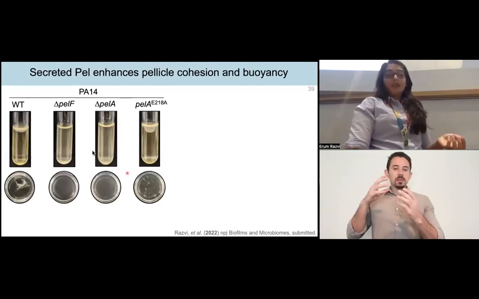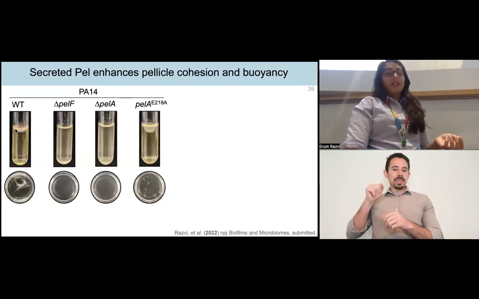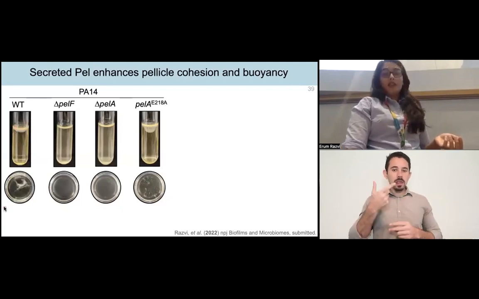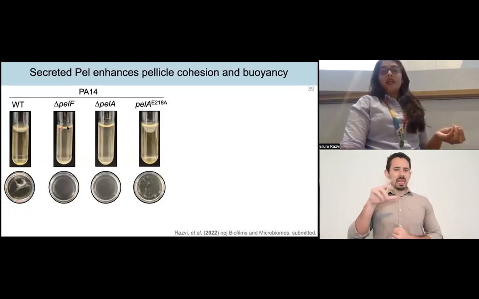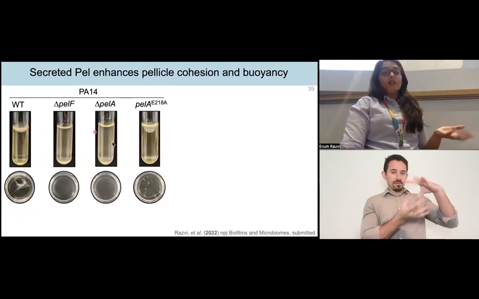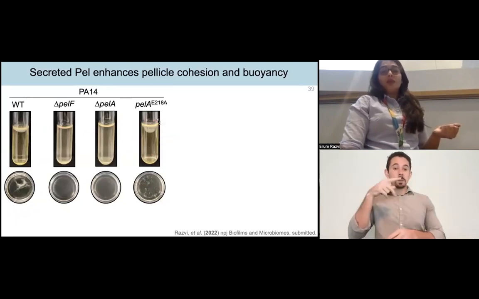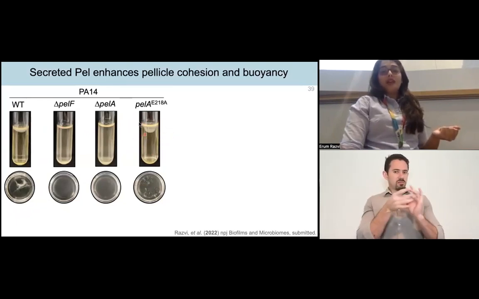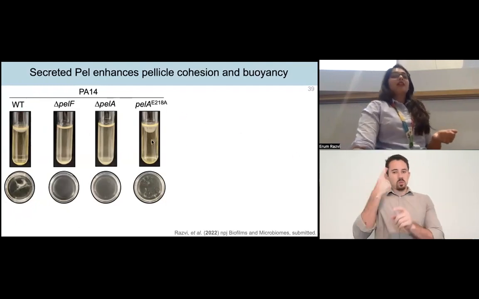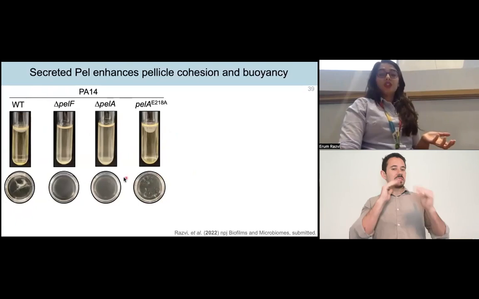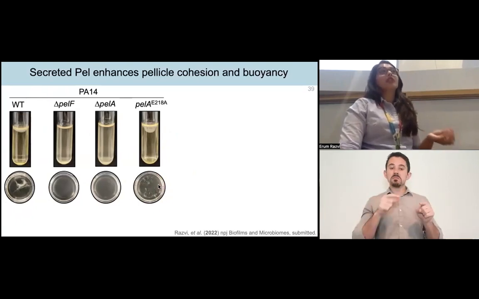So PA14 formed a robust pellicle at the air-liquid interface, and when tipped, the pellicle maintained its physical integrity as a single piece structure. Delta F and delta A did not form pellicles, and the hydrolase mutant formed a pellicle with increased sagging relative to the wild type. Now, tipping the contents of the hydrolase mutant into a petri dish revealed that the pellicle had poor integrity.